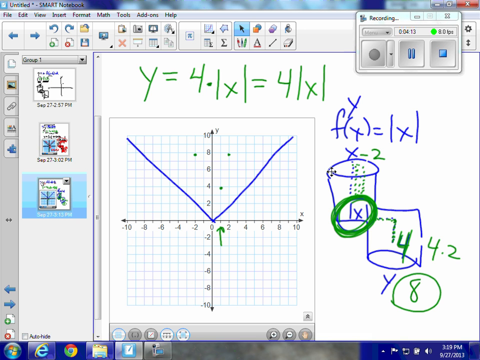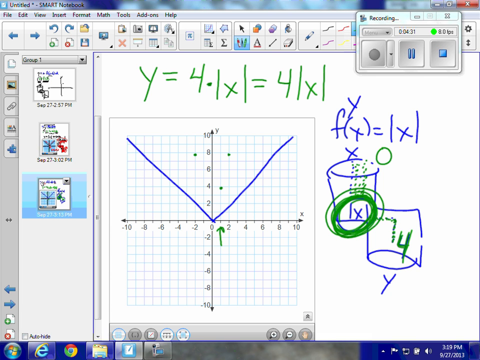What about, and this is one that I really want you to pay attention to, because a lot of people kind of get a little bit confused here. What about if x is 0? I put 0 into my machine. Absolute value of 0 is 0. It's headed out the door. Before it exits, I have to multiply by 4. I am not adding by 4. I am multiplying by 4. Well, 4 times 0 is still 0. So my vertex, my point right there where x equals 0, is still 0.